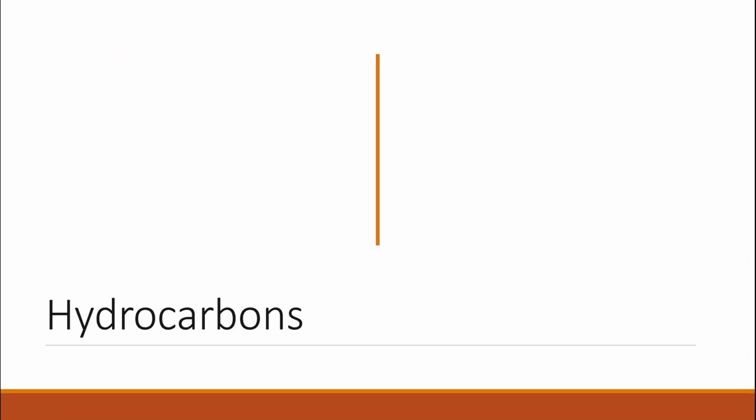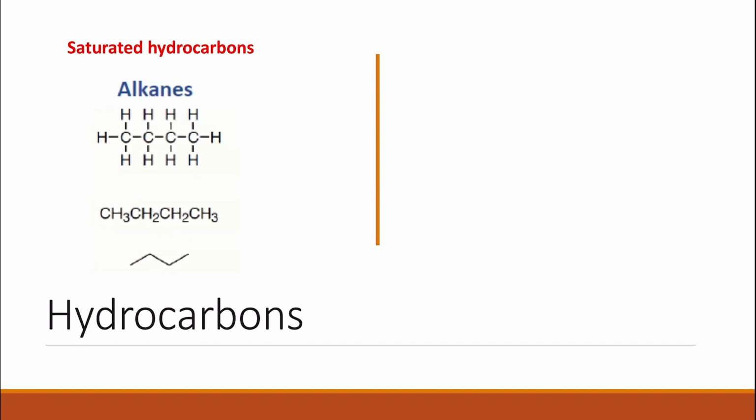So what are the main classes of hydrocarbons that you need to know for your GCSE exam? There are two classes. The first one is the saturated hydrocarbons, and saturated hydrocarbons are represented by alkanes. Alkanes are this class of hydrocarbon compounds which only contain single bonds. There is no double bond. They only contain covalent bonds, and all the bonds between the carbons are single bonds.